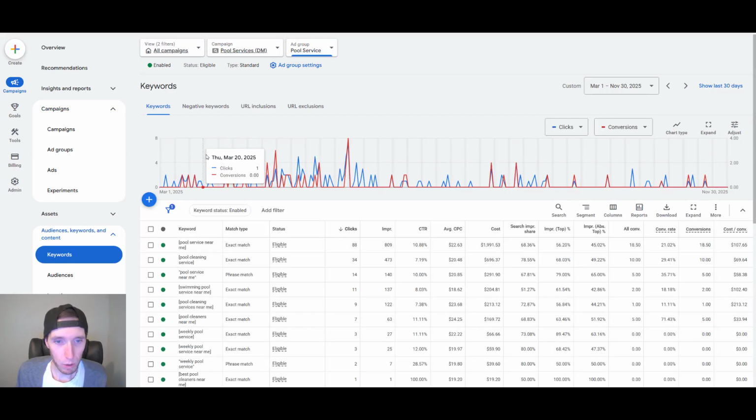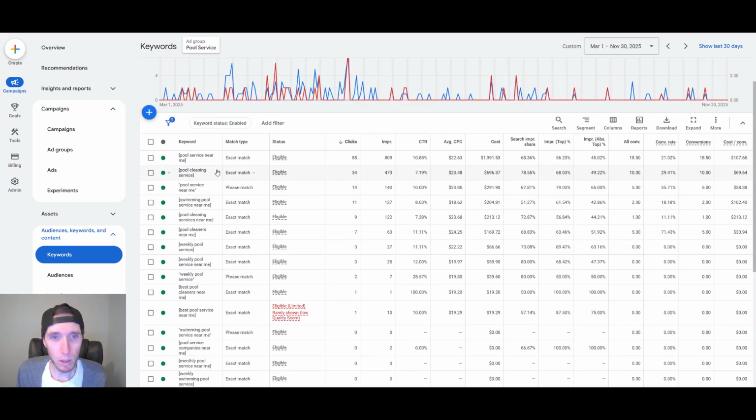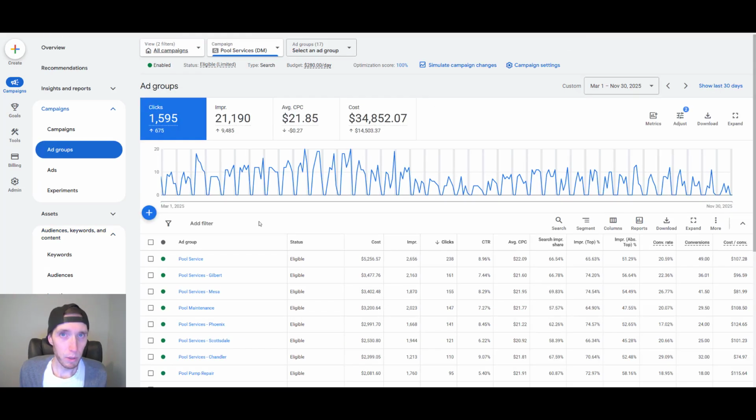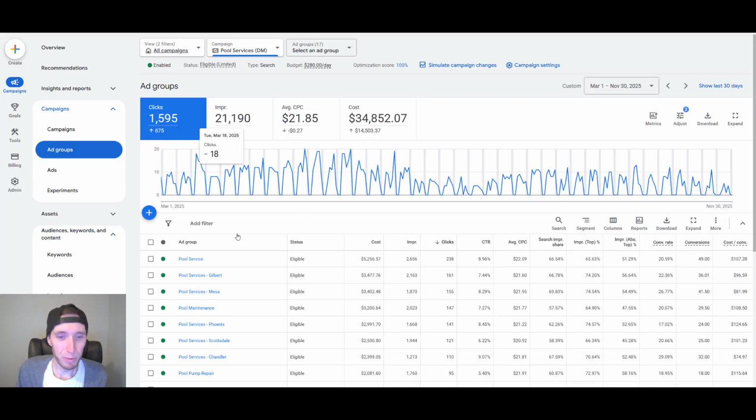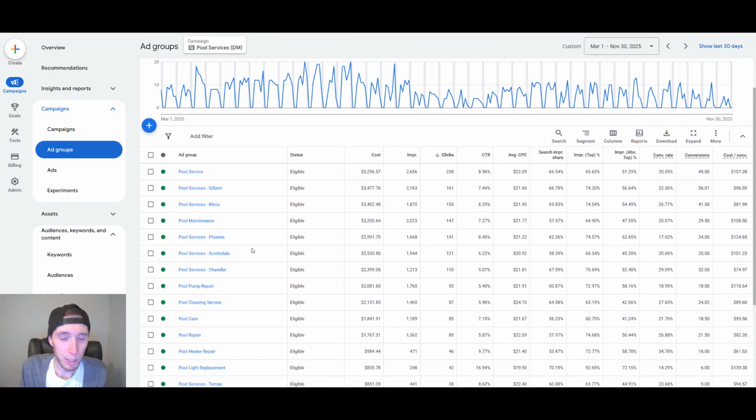So if I go into this ad group, you can see all the keywords in here are things like pool service near me and all those related keywords on down the line. And that's how you want to approach all of your ad groups. So if I go back, the next ad group on the list here is the Gilbert ad group. So same kind of idea. All the keywords in here are going to be related to pool services in Gilbert, Arizona. And I'm not going to go through all the ad groups in this video because I think by this point you get the idea.